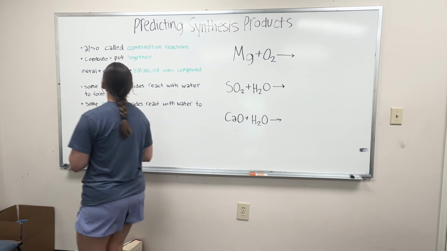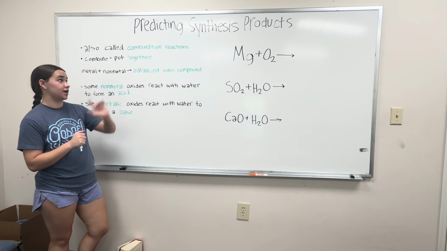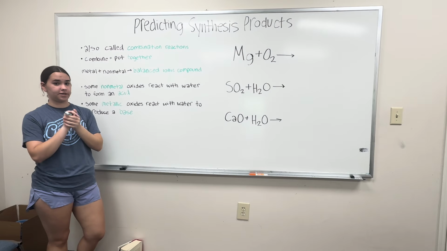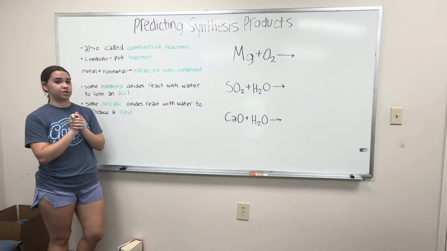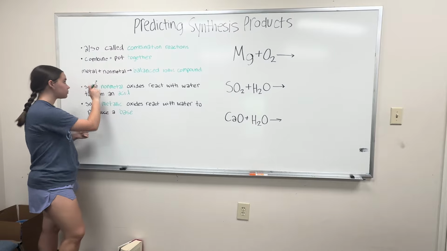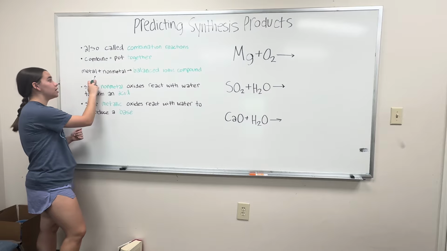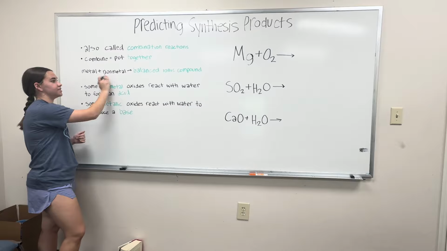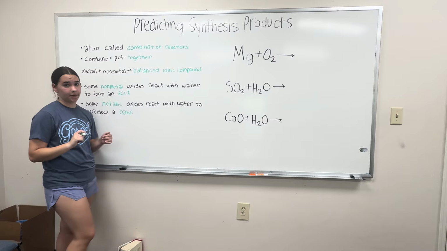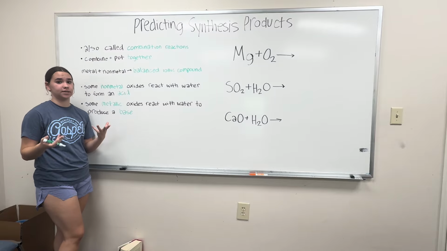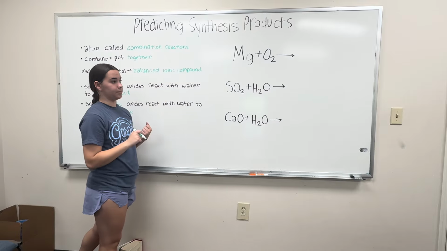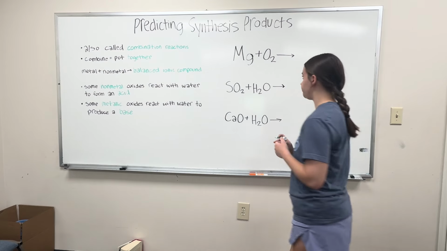So let's get started. First off, synthesis reactions are also called combination reactions. And whenever we're combining, we're just putting things together. So in a synthesis reaction, we're going to have 2 reactants and we're going to combine them into one product. Our synthesis reactions are going to look like this: a metal reactant plus a non-metal reactant, and our product is going to be a balanced ionic compound. So whenever we're predicting the products of these synthesis reactions, our prediction should be a balanced ionic compound.